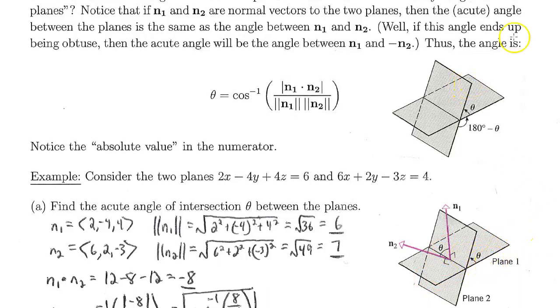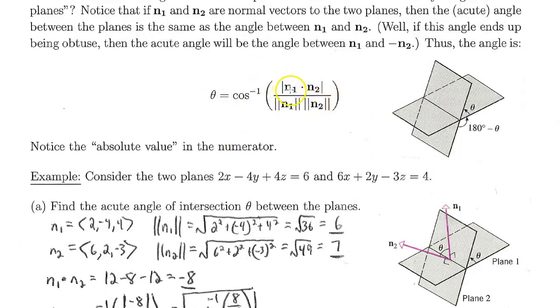Okay, well, if the angle ends up being obtuse between n1 and n2, like if I draw an n2 on the other side, what we would end up getting is the bigger angle. So like if this were 50 degrees, this would be 130 degrees. We get the obtuse angle. Okay, so in other words, if the angle ends up being obtuse, then the acute angle will be the angle between n1 and negative n2. Okay, so the point is the angle between the planes is like the angle between these two normal vectors.